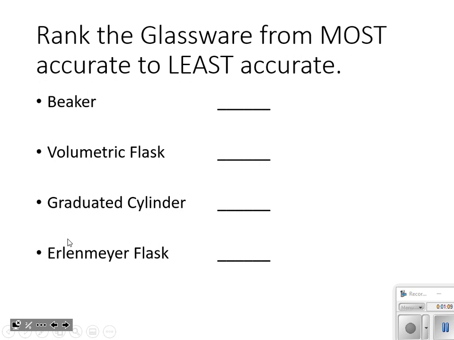I'll just take this top one. They said that the most accurate was the volumetric flask, so we'll put a 1 there. Second was the Erlenmeyer. Third was the graduated cylinder, and beaker was the least accurate. So that's how they rated those. So we'll keep that in mind. Volumetric, Erlenmeyer, graduated cylinder, then the beaker.